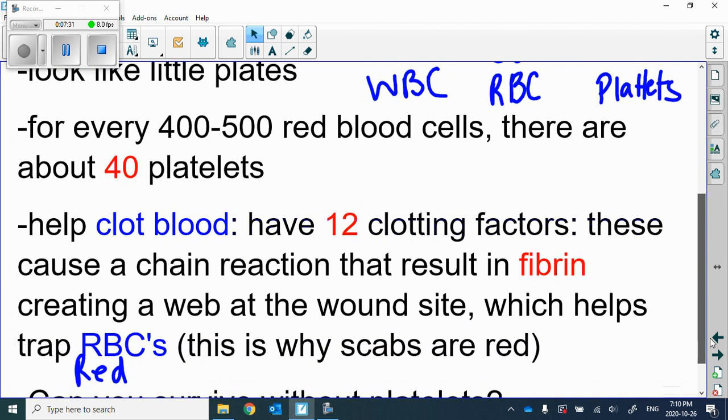So again, platelets help to clot your blood. You have 12 clotting factors, and these cause a chain reaction that results in fibrin creating a web at the wound site. You can almost think of it like a spider web. It starts to weave together, and that helps trap red blood cells, and that's why scabs are red.